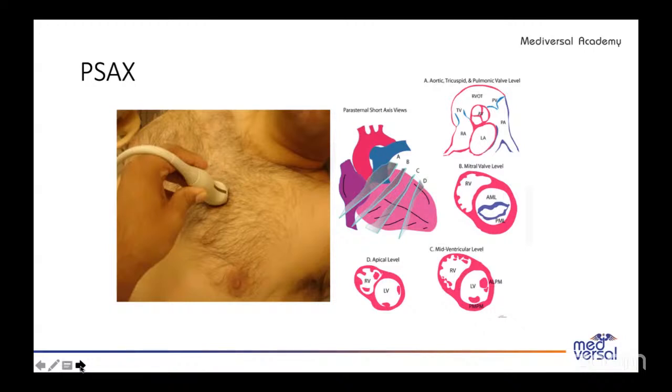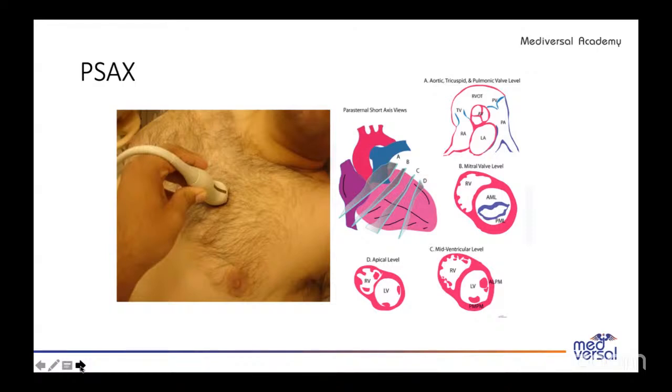Okay. Initially, we did the plaques view. Now it is the P-sex view, that is the parasternal short axis view. How do we do that? Remember, initially in the plaques view, the pointer was to the right shoulder of the patient. Now from that view, if you move it slightly to the left shoulder of the patient, the first view which will come is the P-sex view at an aortic level.